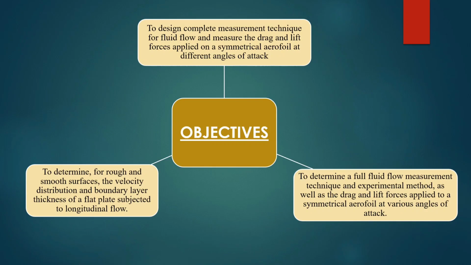The objective of this experiment is to design a complete measurement technique for fluid flow and measure the drag and lift forces applied on a symmetrical aerofoil at different angles of attack. Next, to determine, for rough and smooth surfaces, the velocity distribution and boundary layer thickness of a flat plate subjected to a longitudinal flow. And the third objective is to determine a full fluid flow measurement technique and experimental method, as well as the drag and lift forces applied to a symmetrical aerofoil at various angles of attack.